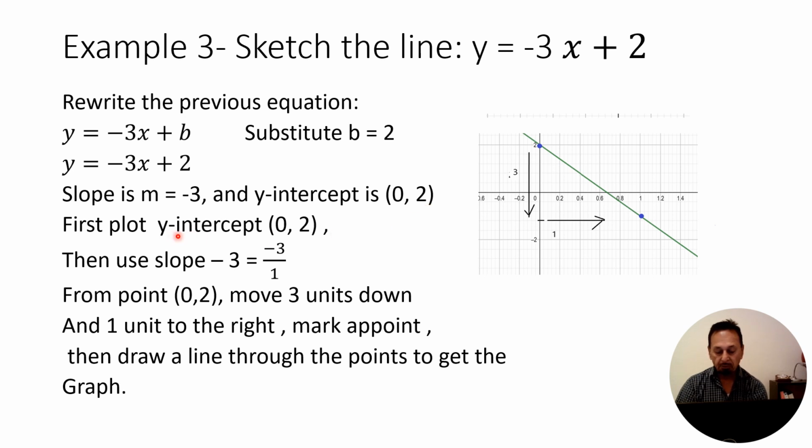So first we plot the y-intercept (0, 2) here, and then we use the slope. Negative 3 is equal to negative 3 over 1. This means you go 3 units down and 1 unit to the right and get the new point, and then connect these two points with a line and extend both sides. And that will be the graph of the equation of the line y equals negative 3x plus 2.